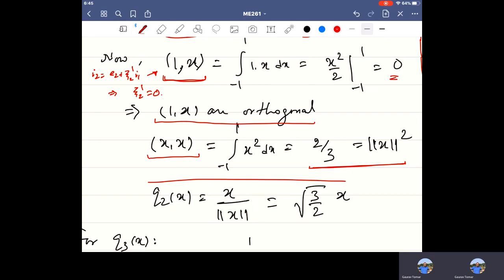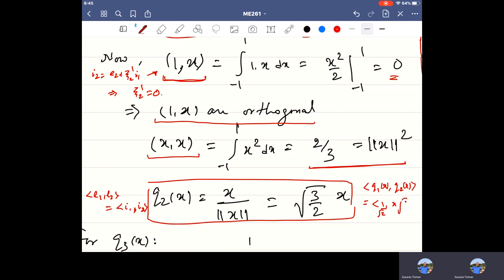So now you have the span of e1, e2 equal to the span of i1, i2. Just to draw the correspondence between the two concepts, for q1 and q2, the span is essentially your 1 and x: 1 by root 2, and x multiplied by root 3 by 2, right?